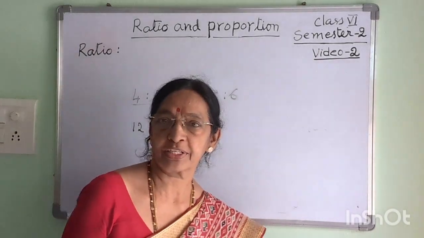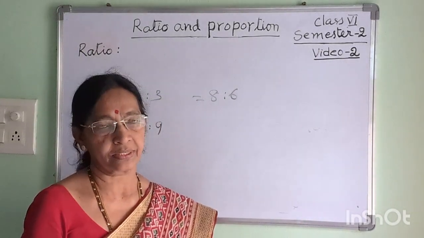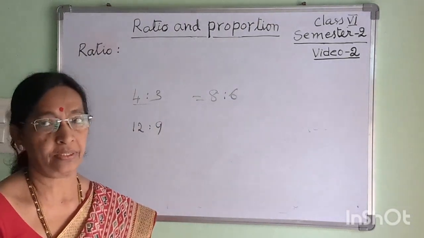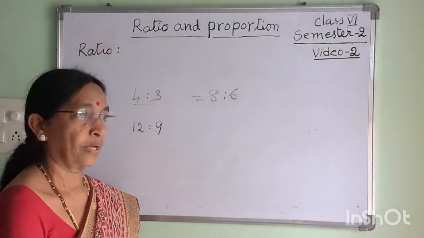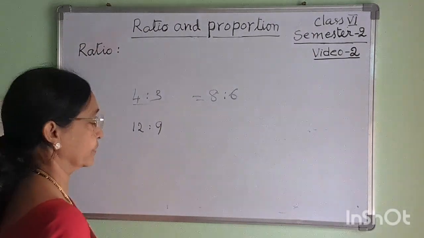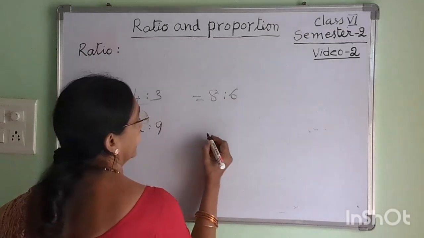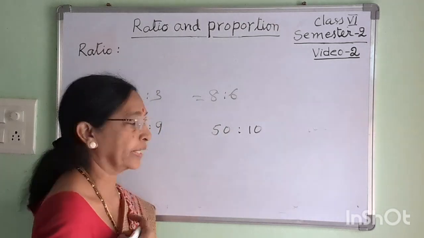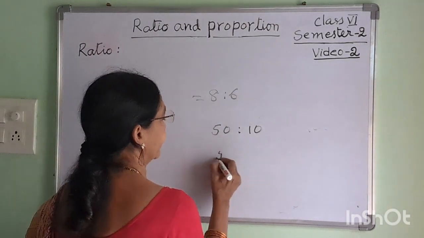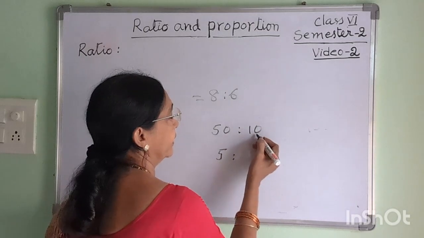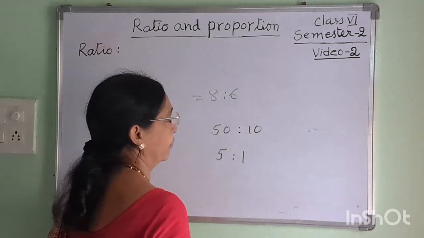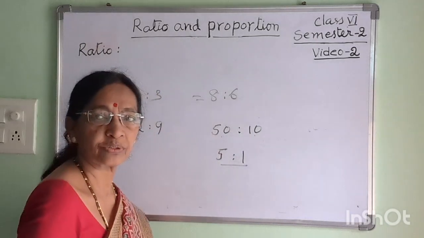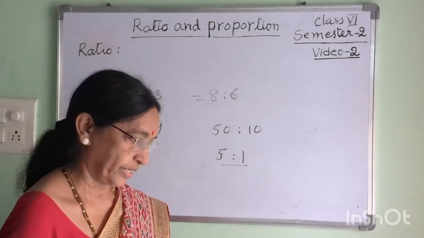Similarly, if the ratio is in bigger numbers, we can simplify it by dividing the two numbers by the same number. We get an equivalent ratio in smaller terms or simplest terms. For example, there is a ratio 50:10. Both are divisible by 10. Therefore, dividing 50 by 10 we get 5, and dividing 10 by 10 we get 1. Therefore, 50:10 is equal to 5:1. So these two are called equivalent ratios.